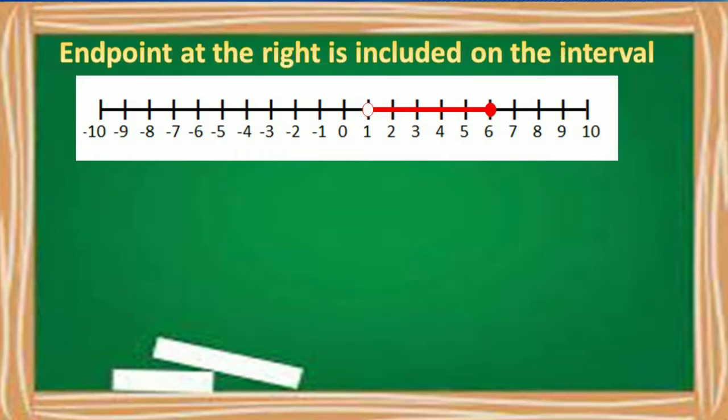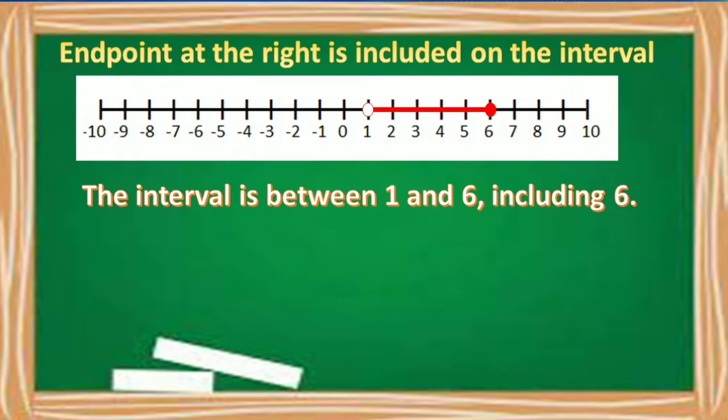Next, endpoint at the right is included on the interval. The interval is between 1 and 6, including 6. In symbol, we have I equals open parenthesis 1, then 6 close bracket.